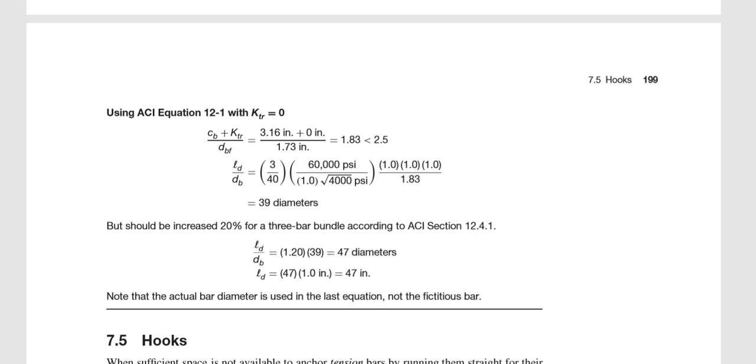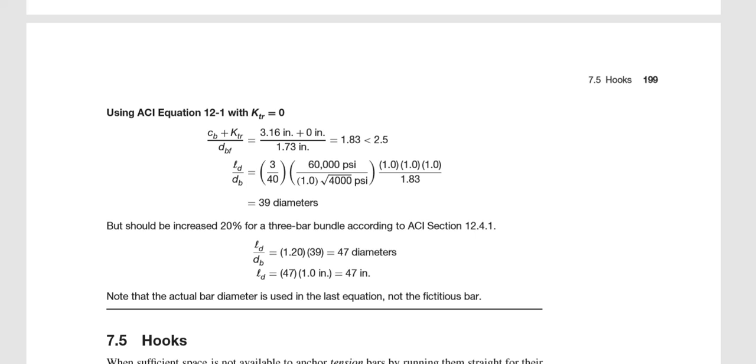340 Fy lambda square root F prime C, psi T psi E psi S, over CB plus KTR over dBF. Again, something to remember, this dBF is the fictitious. This dB is the actual bar number 8. Now after calculating, they got 39 times the diameter, because we place the diameter here. If you place it here, you can directly multiply. That is not a problem.